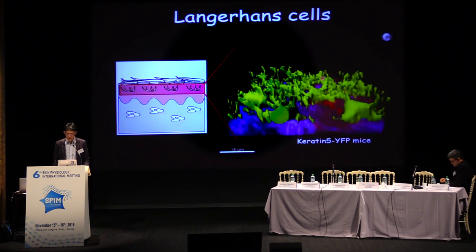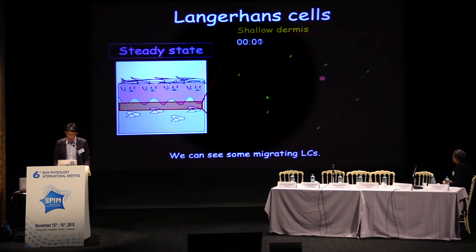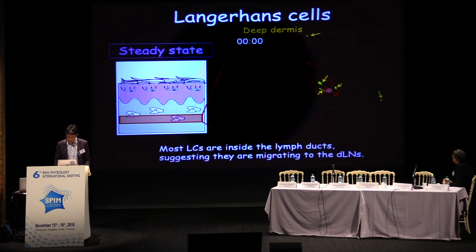And we can visualize Langerhans cells. This is Langerhans cells under the steady state, very steady. And during contact dermatitis, this is actually still the steady state. And in the deeper area, some of the Langerhans cells are slowly migrating. And in the deep dermis, these are the lymphatic vessels, and you can see Langerhans cells in the lymphatic vessels. These Langerhans cells are migrating from the skin to draining lymph nodes.